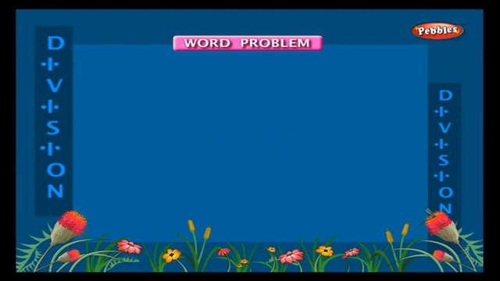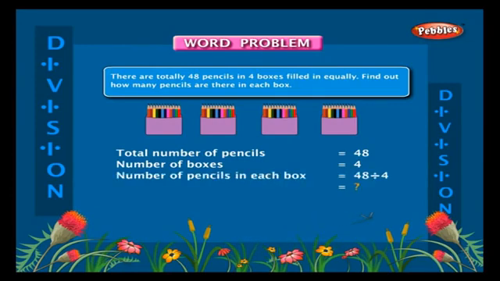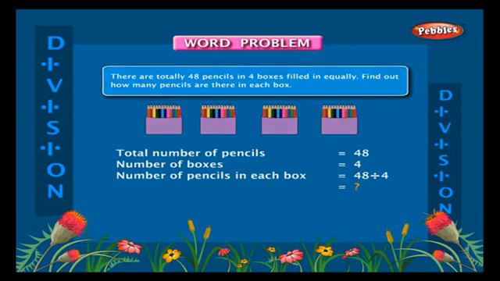Problem 2. There are totally 48 pencils in 4 boxes filled in equally. Find out how many pencils are there in each box. Total number of pencils are 48. Number of boxes are 4. To find out the number of pencils in each box, divide 48 by 4.